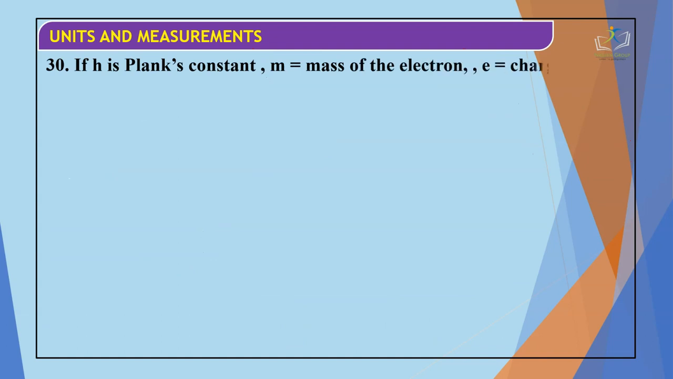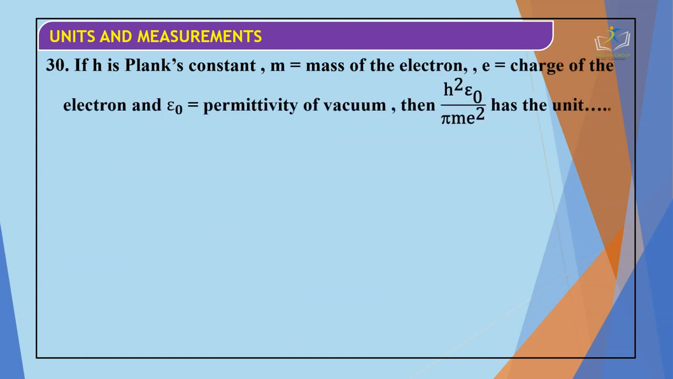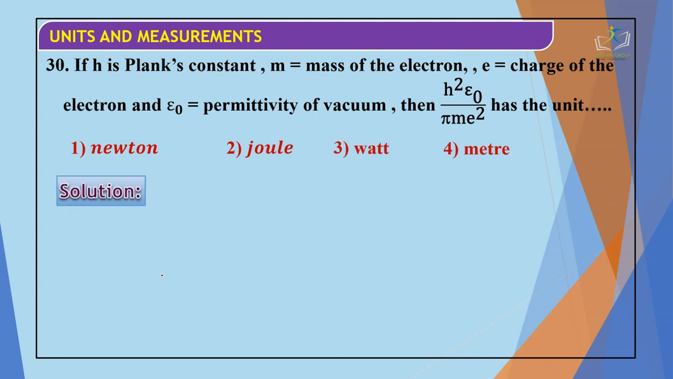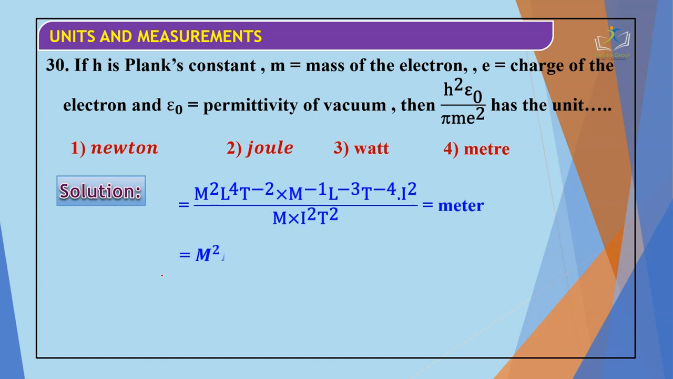If h is the Planck constant, m the mass of the electron, e the charge, so again h square epsilon naught pi me square has the unit. Now in this question we have to find the unit. Options we have: Newton, joule, watt, meter. So for the solution, we just put all these values, and this comes to a term which is equal to meter.